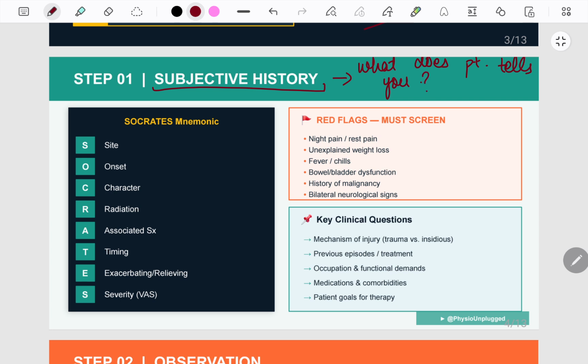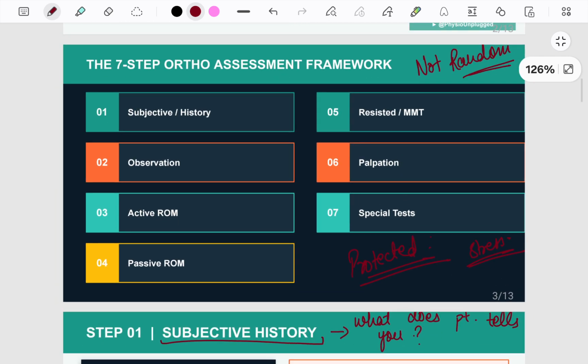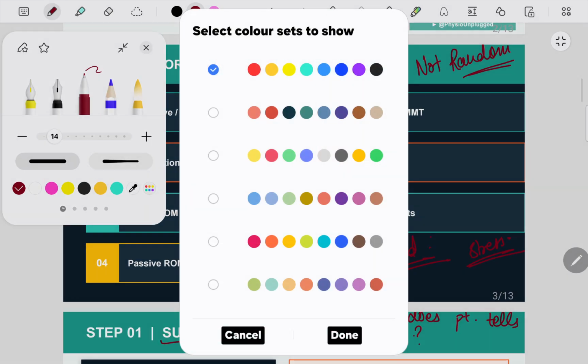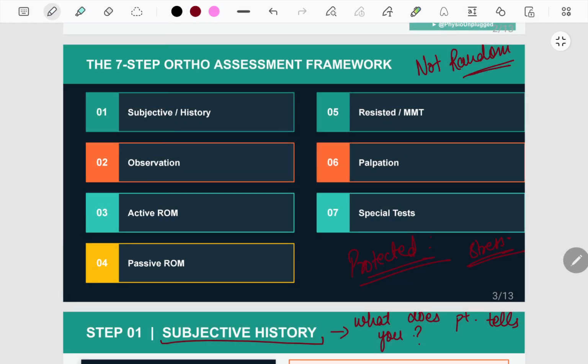Now let me give you a brief about this here, and then we'll move on to the individual part of the examination. So this means, what does the patient tell you, right? Now second is observation. Observation means, okay, the patient has told you whatever he wants to. Now observation means, what do you see?